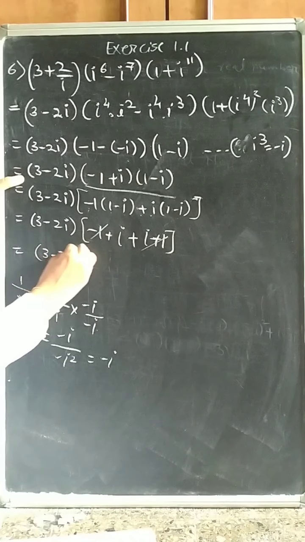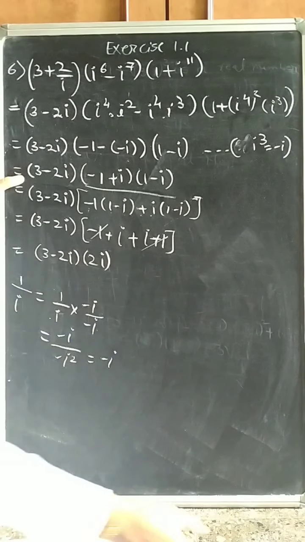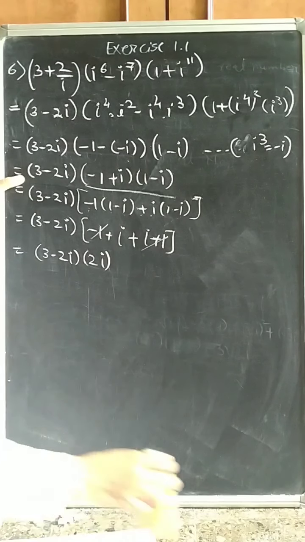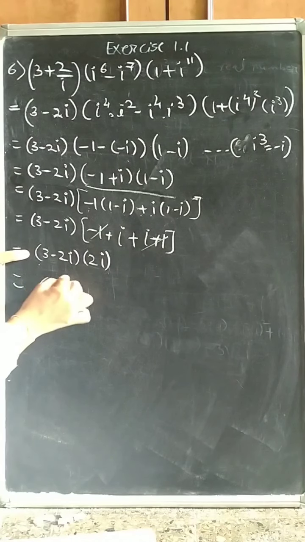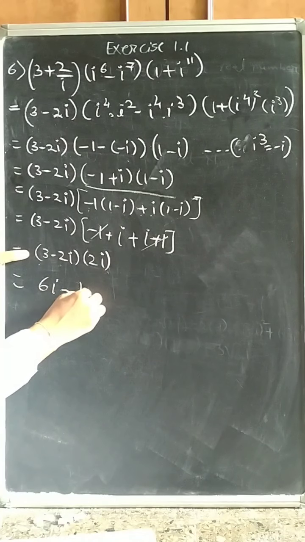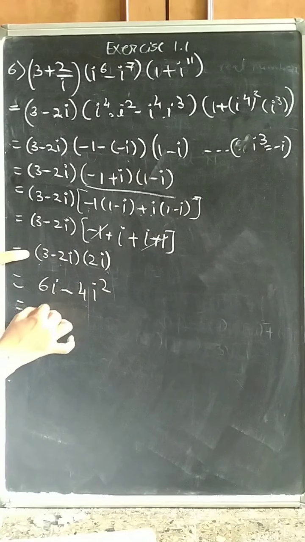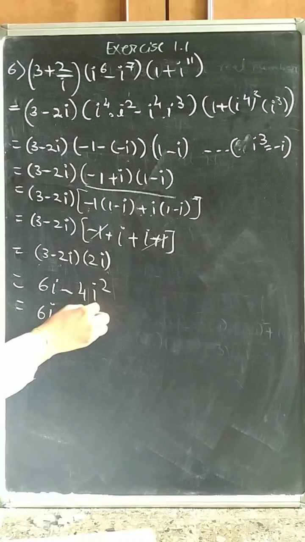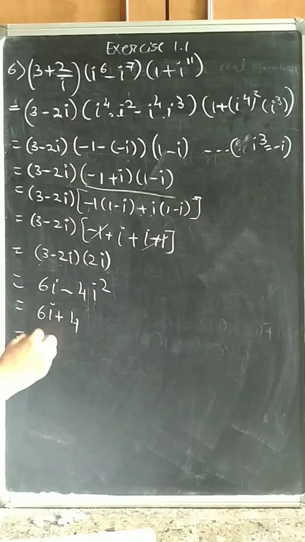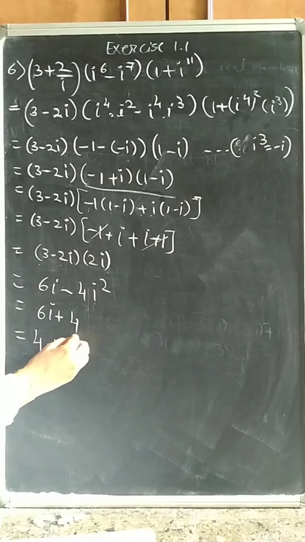3 minus 2i into 2i. Now simple multiplication is complex multiplication. 3 into 2i is 6i. Minus 2i into 2i is minus 4i square. 6i minus 4i square, i square is minus 1, minus 1 into minus 1 is plus. So 6i plus 4. That is 4 plus 6i.